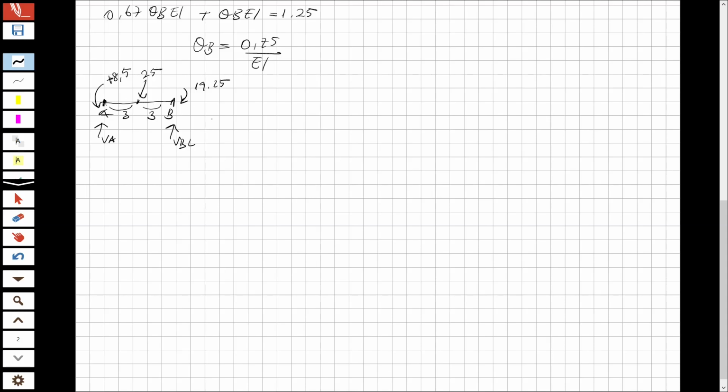So I'm going to write like that. I'm going to say that the moment at A equals 0. So how am I going to solve it? I'm going to take 18.5, and minus 25 times 3, minus 19.25, and plus VB left times 6, right?